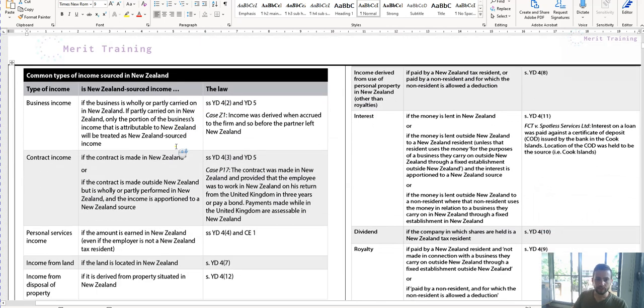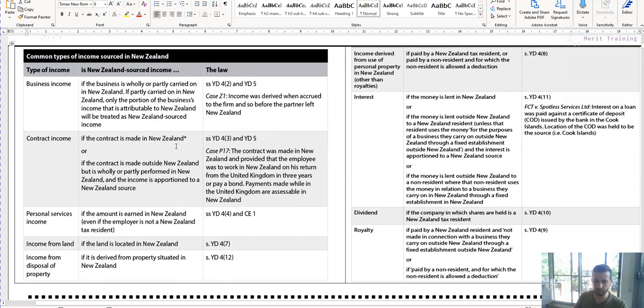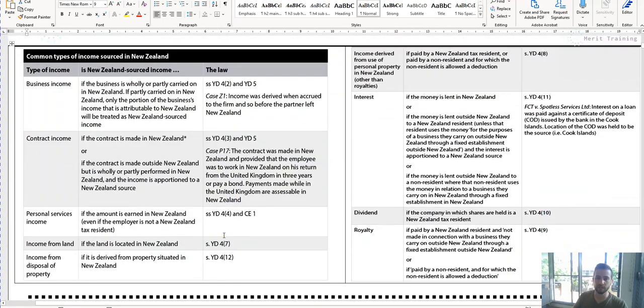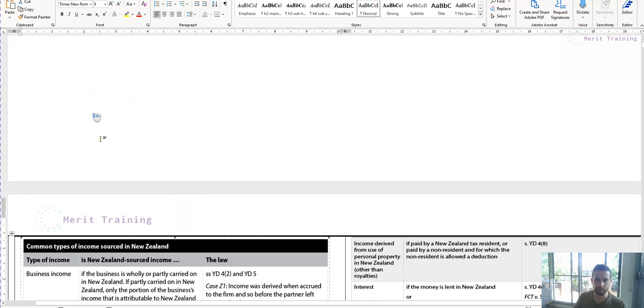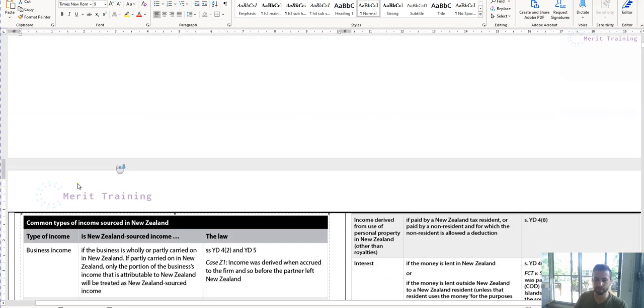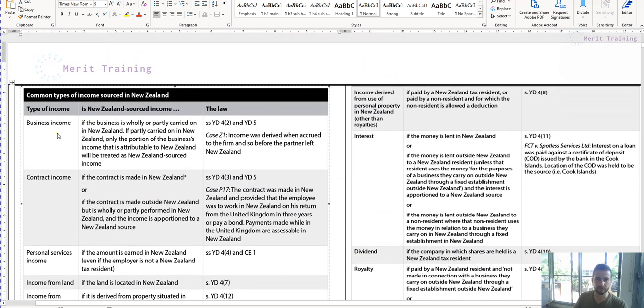So the next table is, we talked about residency and source of income for individuals, but we've only talked about residency for companies. So the other aspect is, as a company, where is that income sourced? But it's not just companies, it's all individuals, companies, all entities basically. So the first one is business income. This is New Zealand sourced income if the business is wholly or partly carried on in New Zealand. If it's partly carried on in New Zealand, you need to proportion the amount that was incurred in New Zealand.